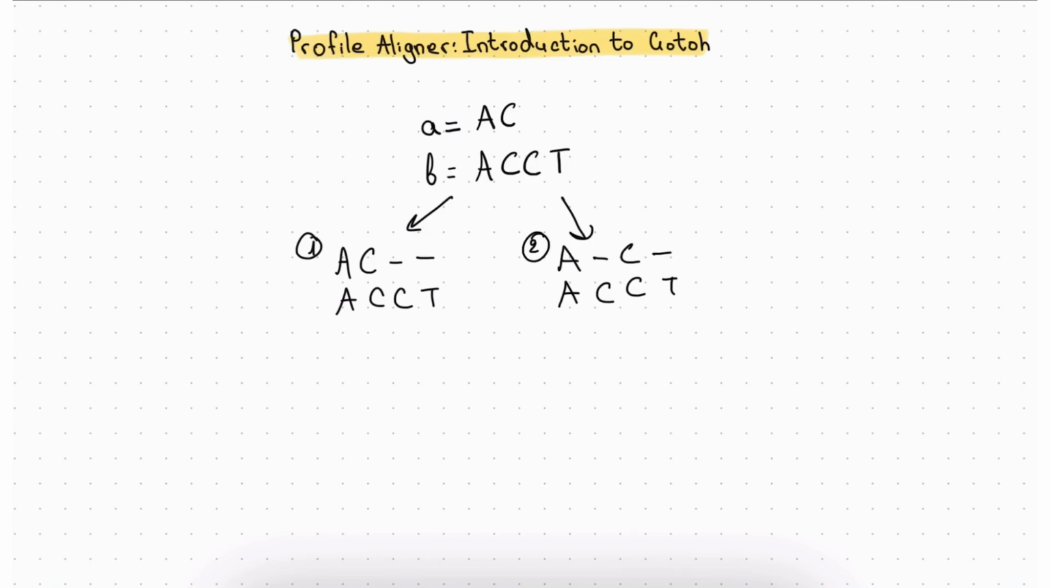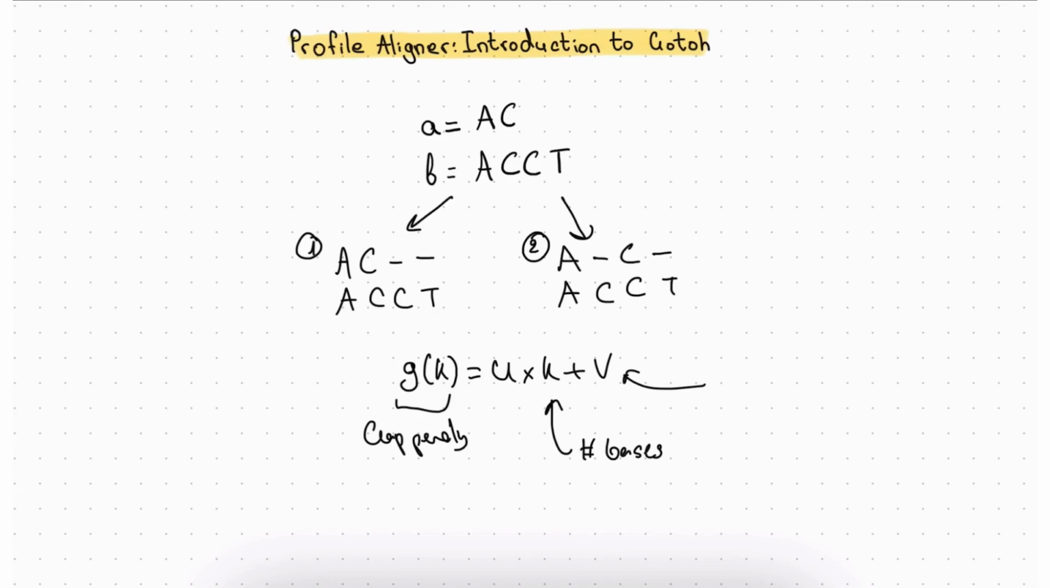And Gotoh's algorithm does this by implementing an affine gap penalty, which looks as follows. So this is the gap penalty, and we have a linear equation where k refers to the number of bases that are in gap. V is the cost of inserting the gap, whereas U is the cost of extending the gap.